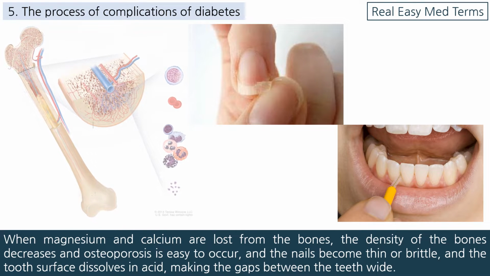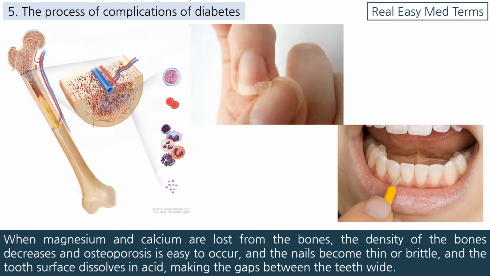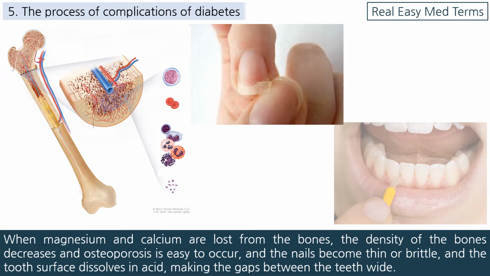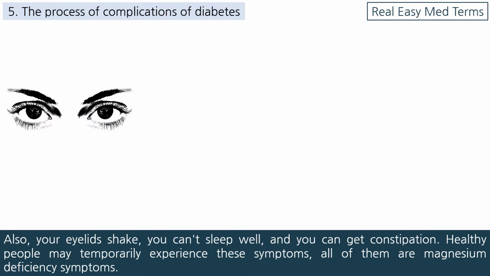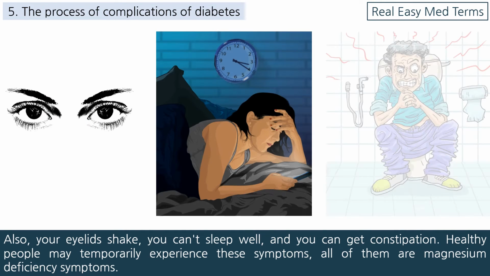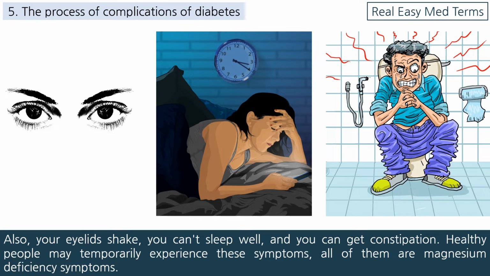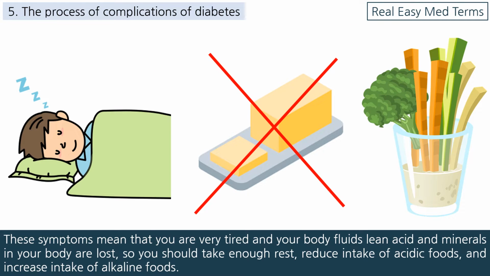When magnesium and calcium are lost from the bones, the density of the bones decreases, and osteoporosis is easy to occur, and the nails become thin or brittle, and the tooth surface dissolves in acid, making the gaps between the teeth wide. Also, your eyelids shake, you can't sleep well, and you can get constipation. Healthy people may temporarily experience these symptoms, all of them are magnesium deficiency symptoms. These symptoms mean that you are very tired, and your body fluids lean acid, and minerals in your body are lost, so you should take enough rest, reduce intake of acidic foods, and increase intake of alkaline foods.